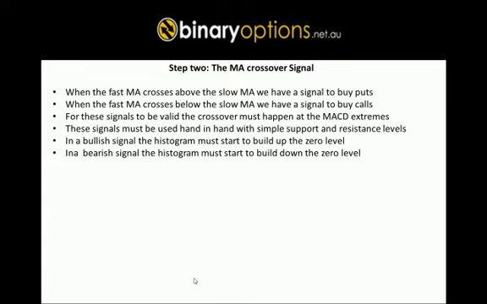So as you can see, this is not just a simple moving average crossover. For the signal to be valid, we must have the crossover at the extremes of the MACD, and we must have momentum building to the upside in a bullish signal and to the downside in a bearish signal.